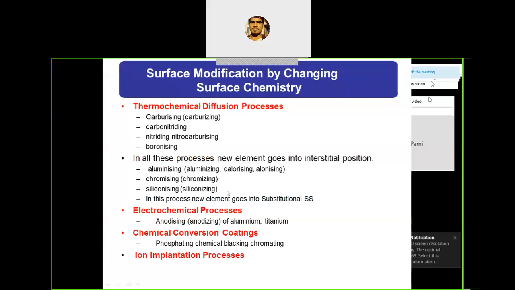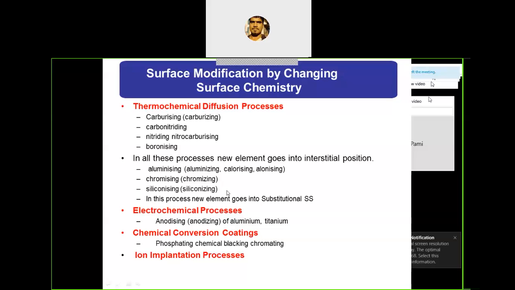Next is surface modification by changing the surface chemistry, and again this is thermal based. First is the thermochemical diffusion process. Here carburizing, have you heard carburizing? There are different types of heat treatment: hardening, nitriding. In your material science you studied these things already. Carburizing means increasing the carbon percentage. Carbonitriding means increasing the carbon and nitrogen percentage. If you increase them, it will increase the hardness indirectly. So these are all different types of heat treatments.